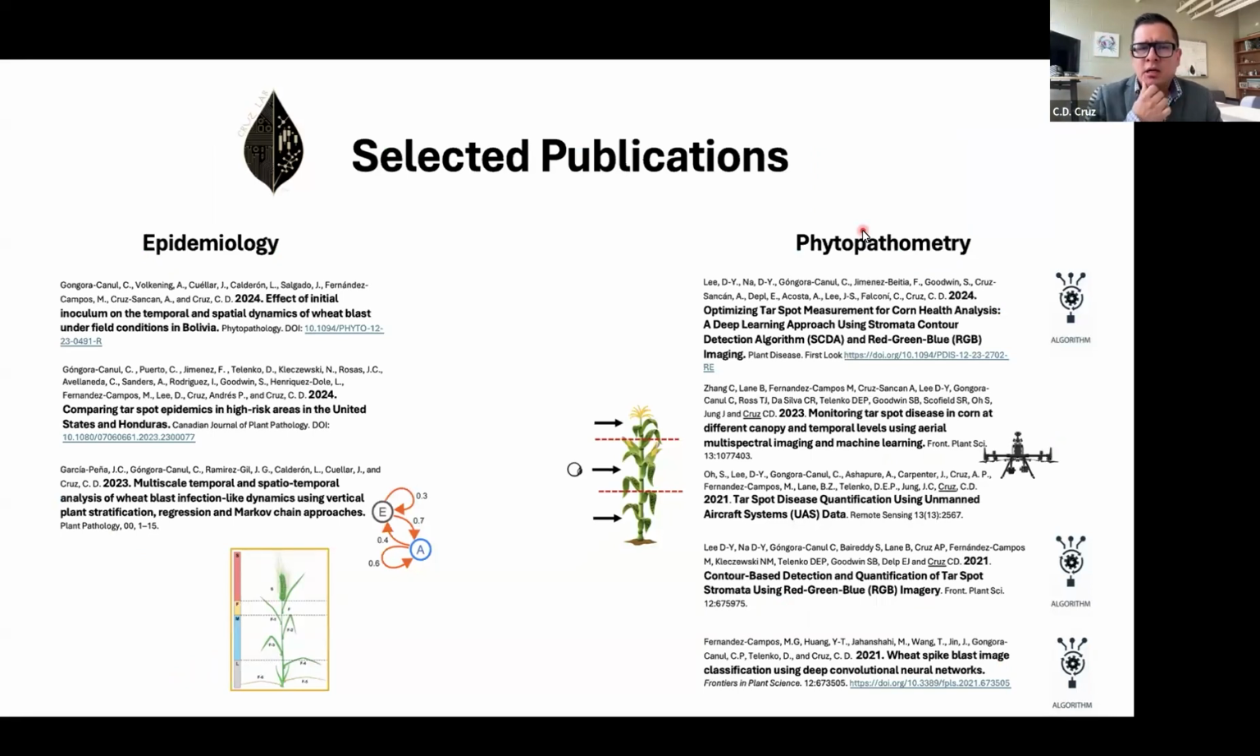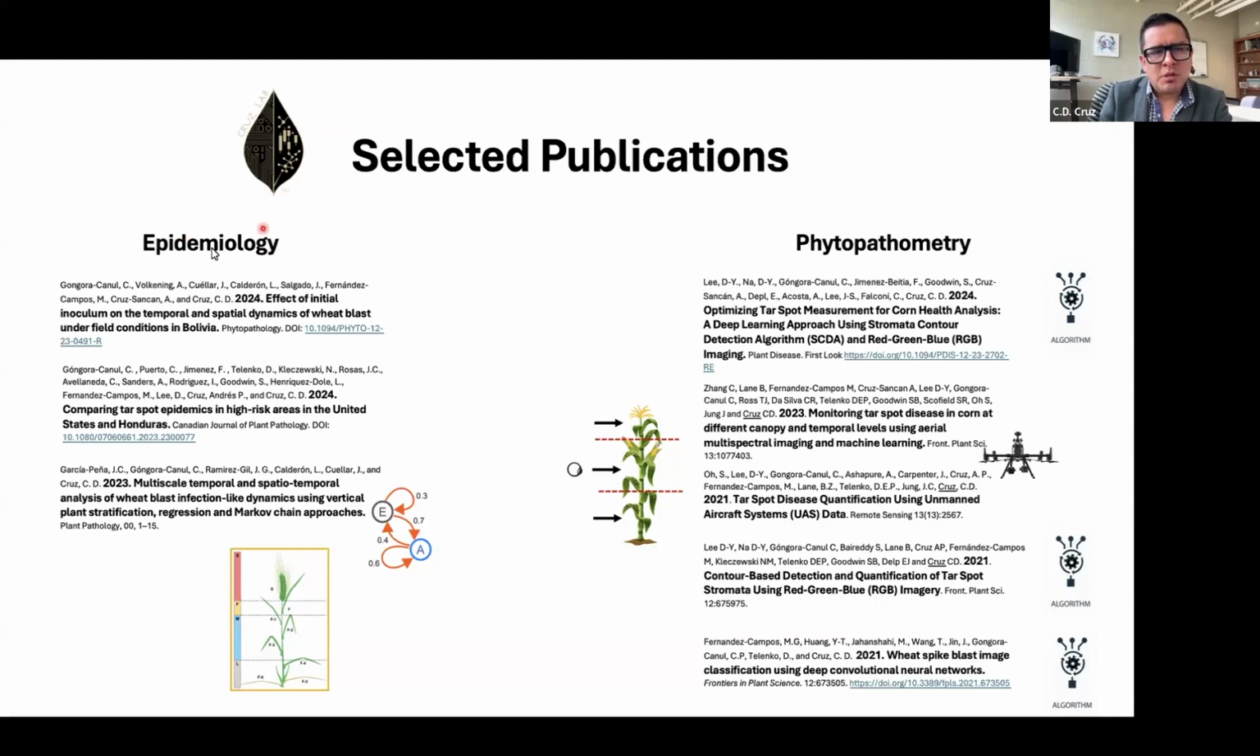Here I'm sharing a list of selected publications from my lab over the past few years. If you can take a quick look at the phytopathometry column, there are different publications. Some of them are associated with algorithms that we have developed to detect and quantify both wheat blast and tar spot of corn. And of course, we are interested in using other types of platforms to mount optical sensors or other types of sensors, acquire information, and later extract that information and input it into the models.